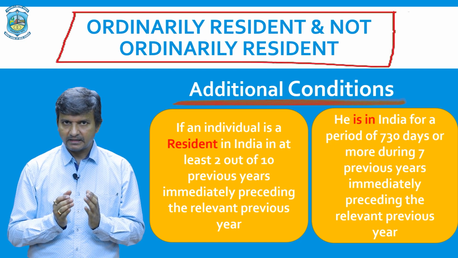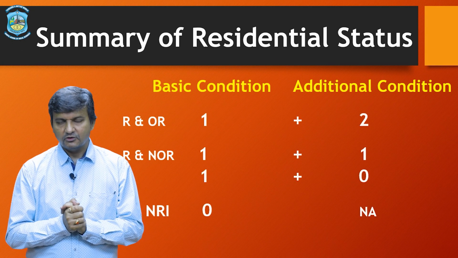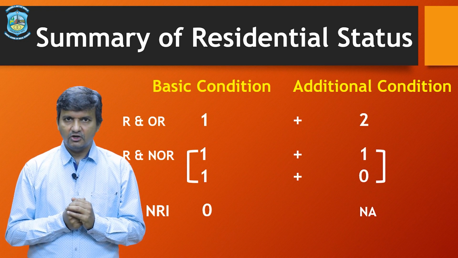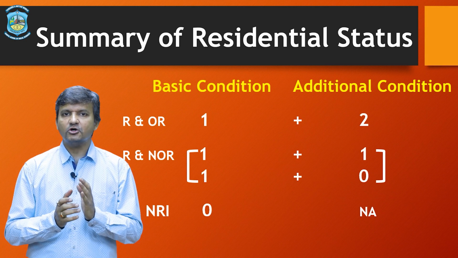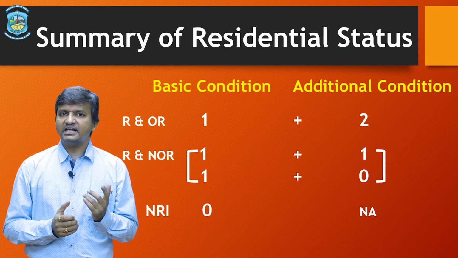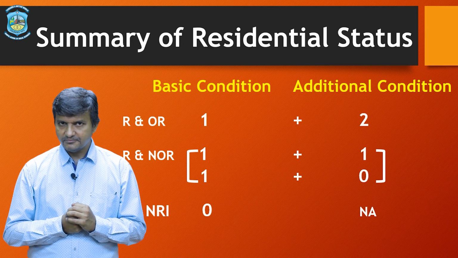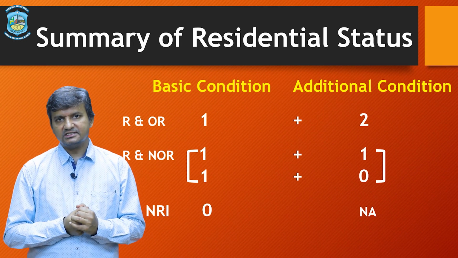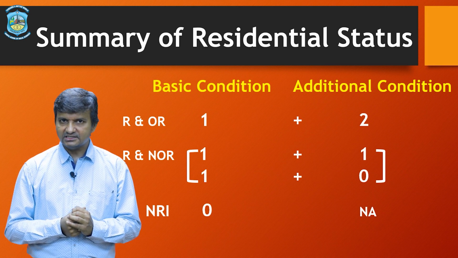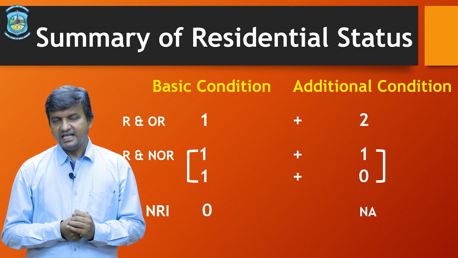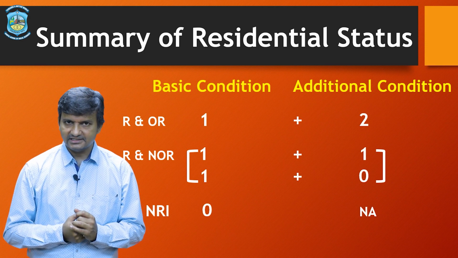So I would like to sum it up. How do I become a resident? If I fulfill any one of the basic conditions. What happens if I don't fulfill any of the basic conditions? Automatically I become a non-resident. Then if I become a resident, I don't stop there. I need to find out whether I am ordinarily resident or not ordinarily resident. For that, law has given me additional conditions. If I fulfill both the additional conditions, I become resident and ordinarily resident. If I don't fulfill any of the additional conditions, resident and not ordinarily resident. Even if I fulfill one additional condition, still I am resident and not ordinarily resident.